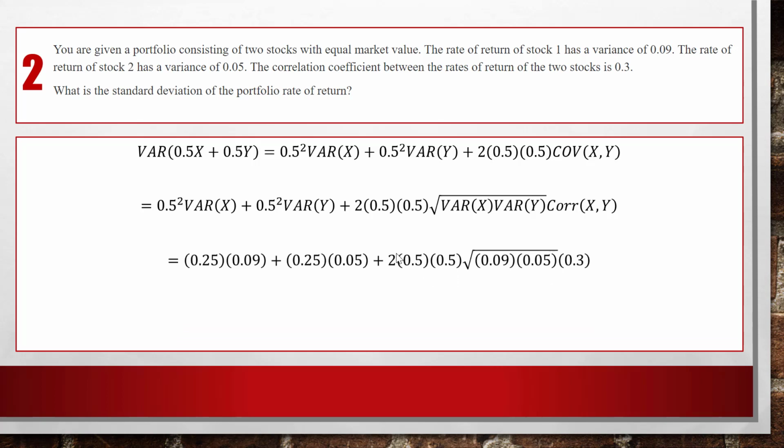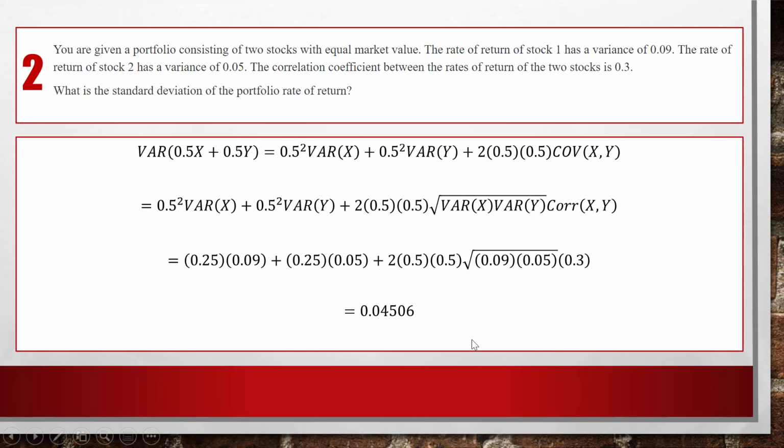So here 0.5 squared is 0.25. Variance of x is 0.09. 0.5 squared is 0.25 and variance of y is 0.05. And 2 times 0.5 times 0.5 times the square root of 0.09 times 0.05, and then the whole thing times the correlation coefficient, which is 0.30. So we got 0.04506. But do not forget to take the square root for the standard deviation.